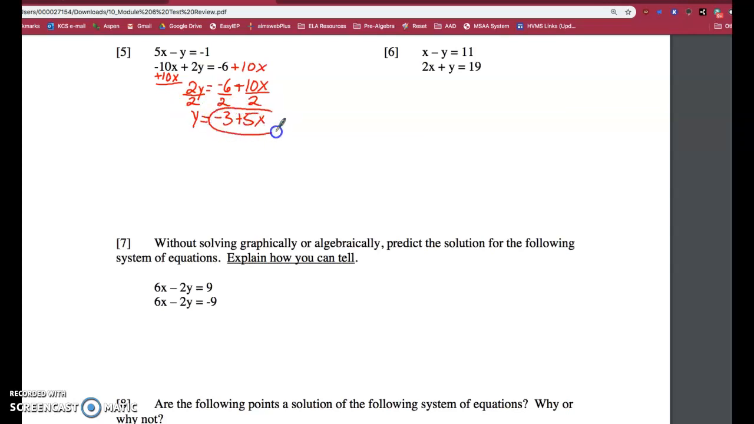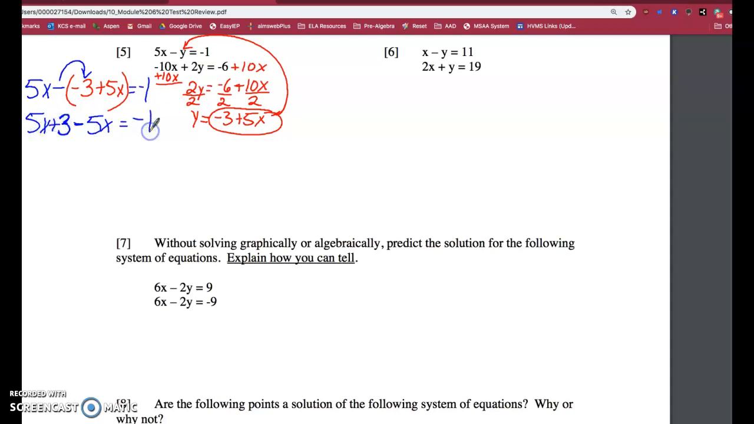So I want to take this right here and put it in up here for y. So 5x minus, not putting in y, I'm going to put in negative 3 plus 5x equals negative 1. Okay, I have to distribute the negative. Negative times negative 3 is a positive 3. Negative times 5x is a negative 5x. 5x here equals negative 1.